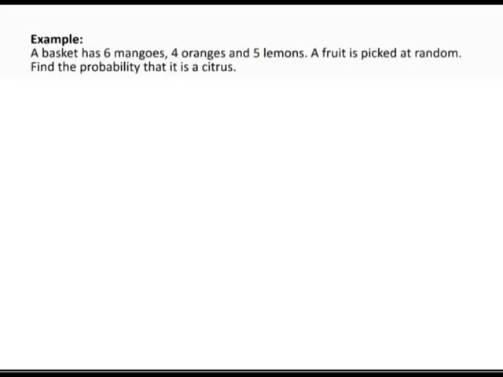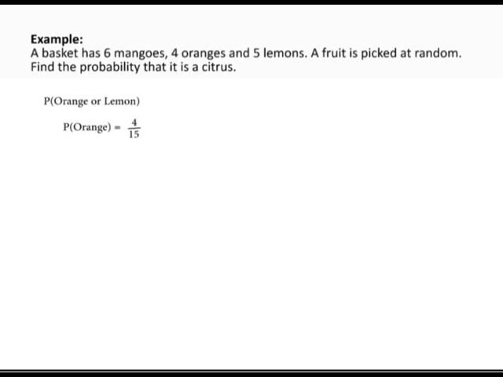Let's take an example. A basket has 6 mangoes, 4 oranges, and 5 lemons. A fruit is picked at random. Find the probability that it is a citrus. Now, oranges and lemons are citrus fruits, and so in this example, we find the probability of picking an orange or a lemon. The probability of picking an orange is 4 over 15.